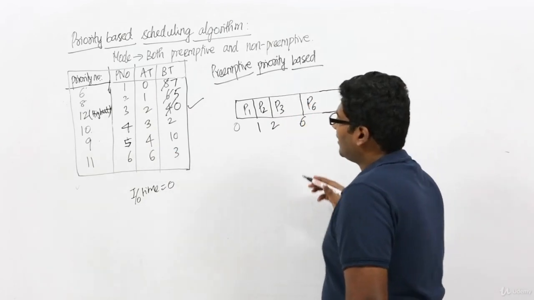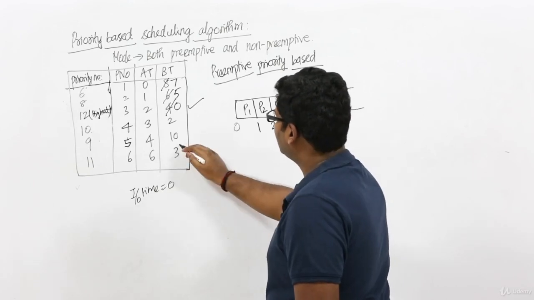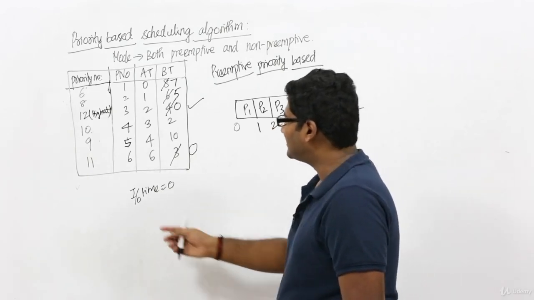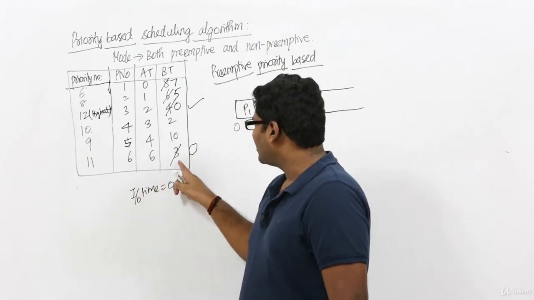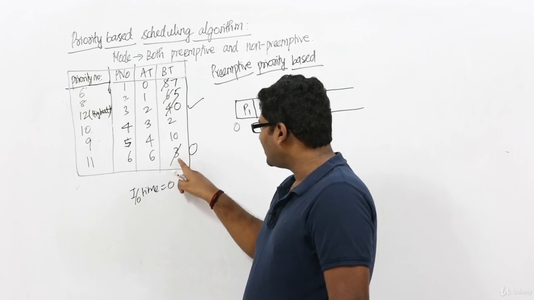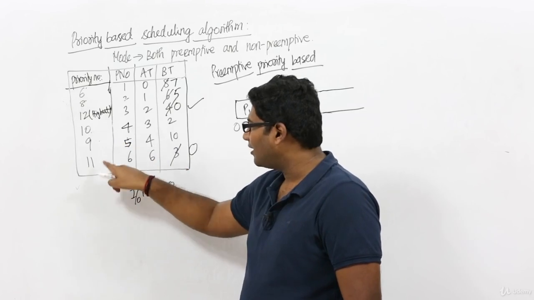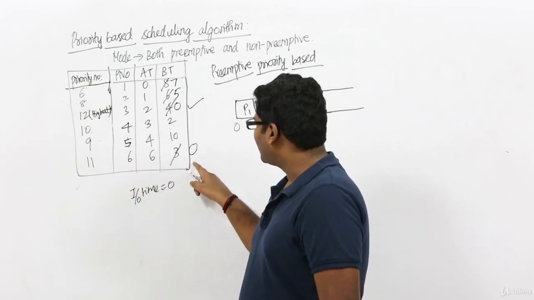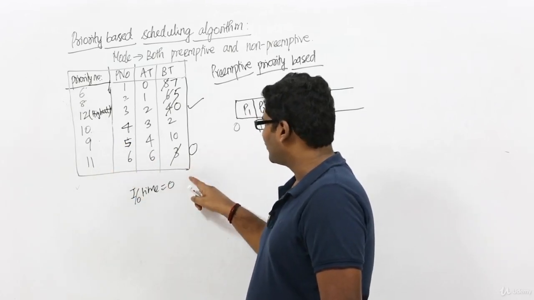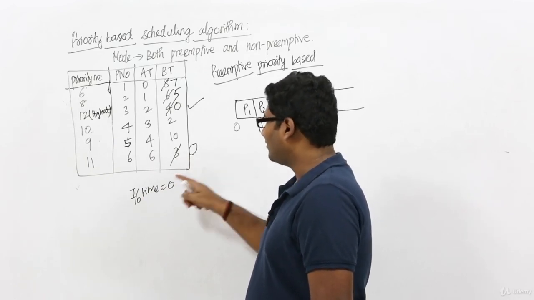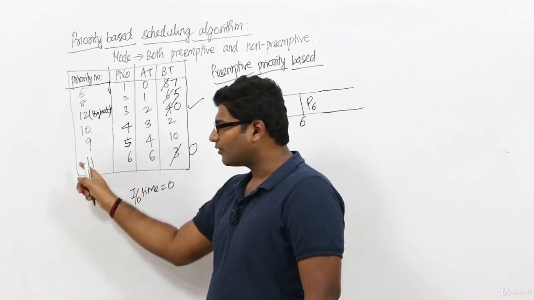Now at time unit 6, we will start with P6 and complete it. Why? Because it has the highest priority. Even if it runs for one time unit, its remaining time will become 2, and still it has the highest priority, so we continue with it. If you run it for one more time unit, 2 will become 1. Again, it has the highest priority and we continue with it.